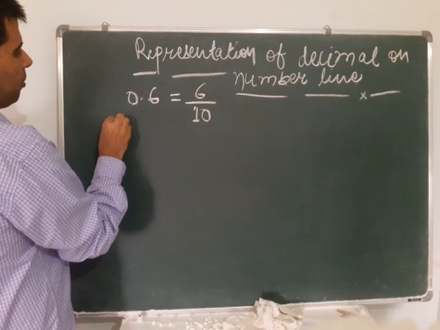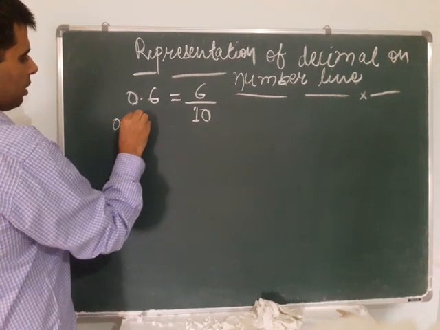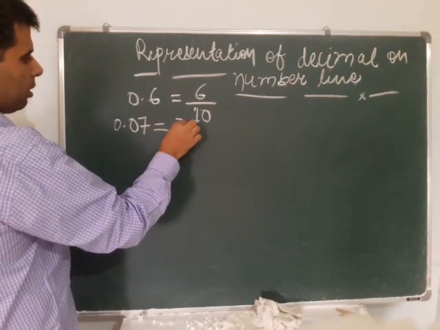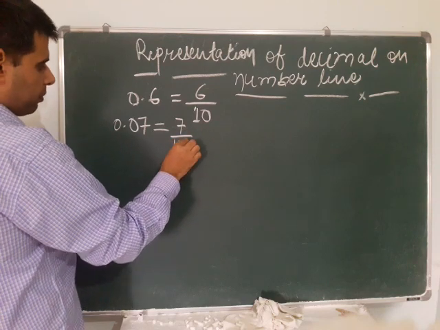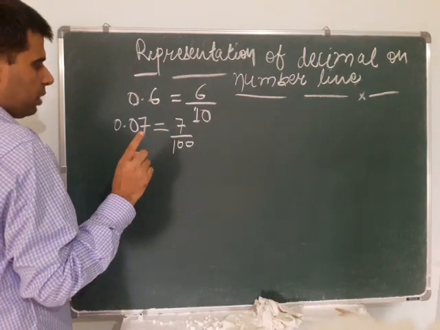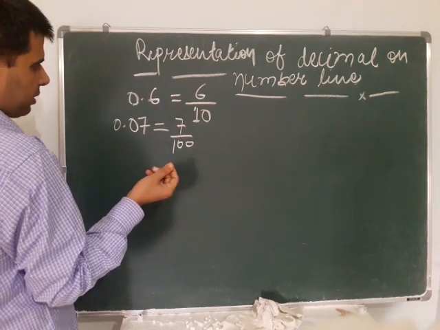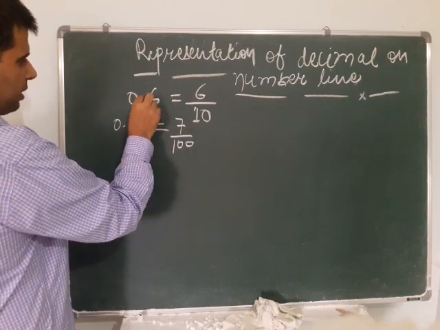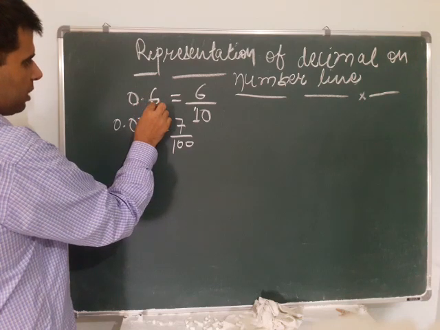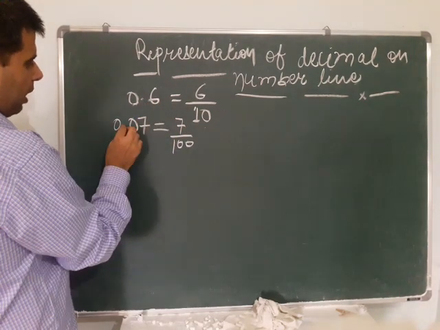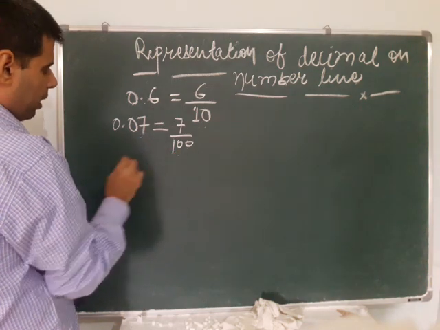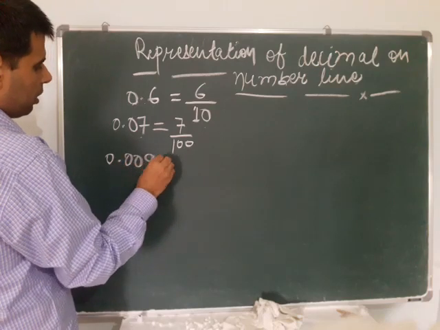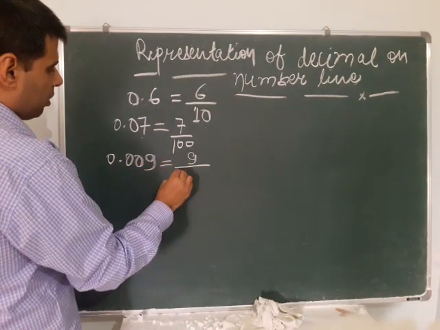Similarly, suppose the decimal number is 0.07, and if we remove the decimal, then its fractional equivalent will be 7/100. One thing we have to keep in mind while converting a decimal to a fraction is that we divide by as many zeros as there are digits after the decimal. Here the number of digits after the decimal is 1, so we divide by 10. Here the number of digits after the decimal is 2, so we divide by 100. Suppose the number of digits after the decimal is 3, so we will divide by 3 zeros.